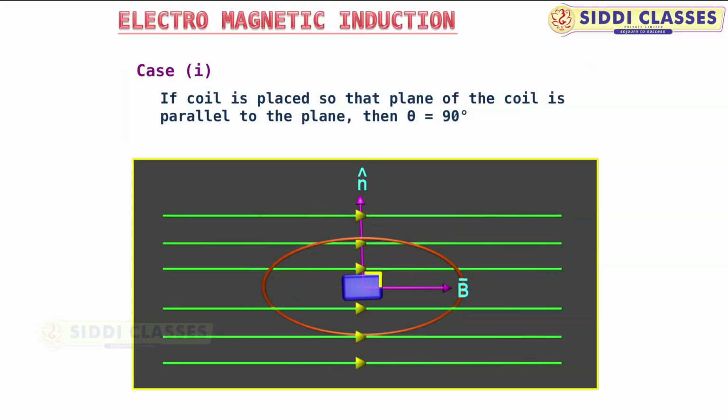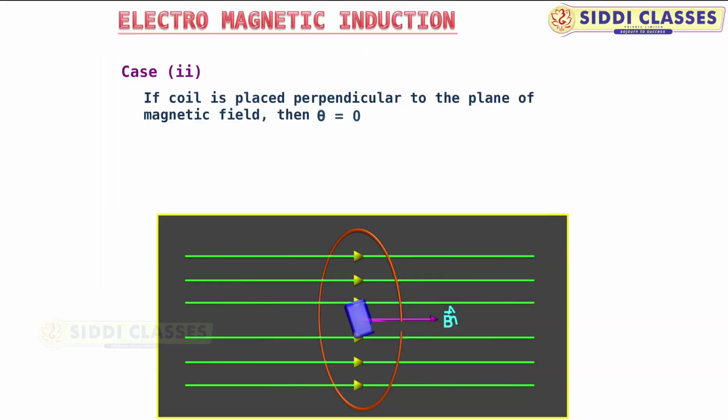If the coil is placed in the magnetic field so that the plane of the coil is parallel to the field, in this case theta equals 90 degrees. Theta is nothing but the angle between magnetic induction and the normal to the surface. Now this is 90 and the flux through the coil is 0. When the coil is placed perpendicular to the magnetic field, the magnetic field and normal to the surface are in the same direction, theta equals 0, and here we can write the flux is B into A. In this case, the maximum flux is cut by the coil.